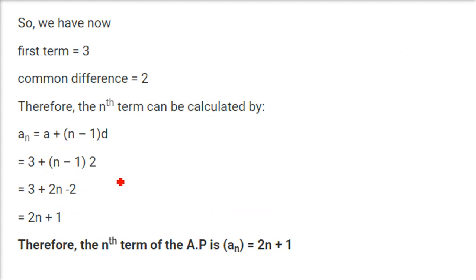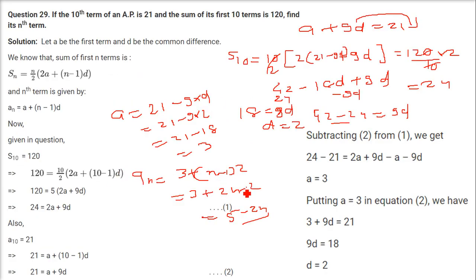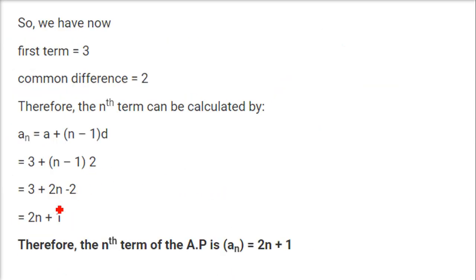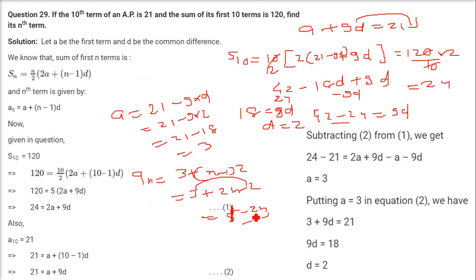Let me see. 3 plus n minus 1 into D. So this is going to be 3 plus 2n minus 2. 3 minus 2 is 1, 1 plus 2n. This is the answer. So 1 plus 2n it is, right?